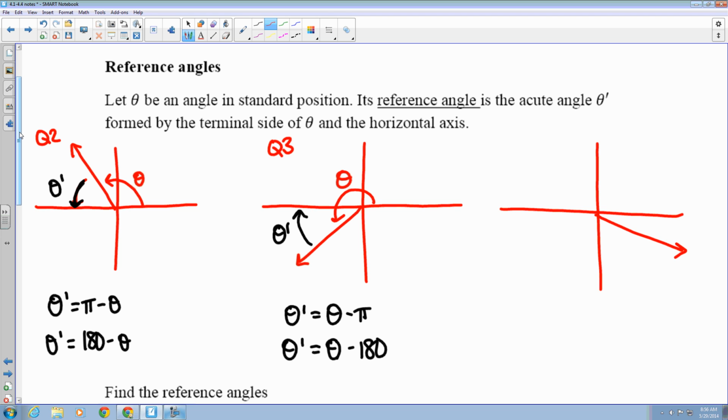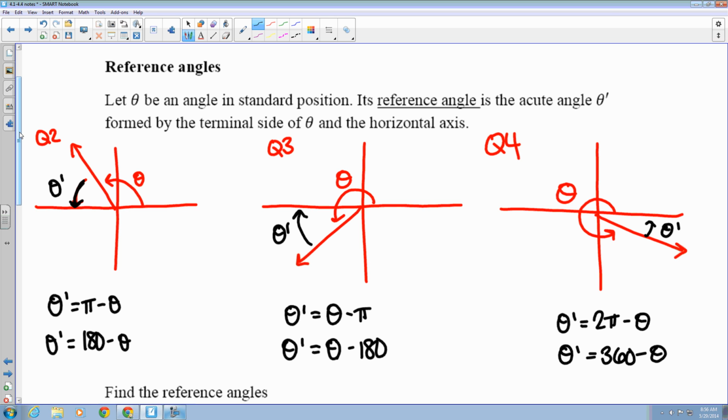And last one, quadrant 4. Our angle is all the way around there. Our theta prime gets us back to the horizontal axis. So on this one, we would take 2 pi and subtract off our angle, or 360 and subtract off our angle.